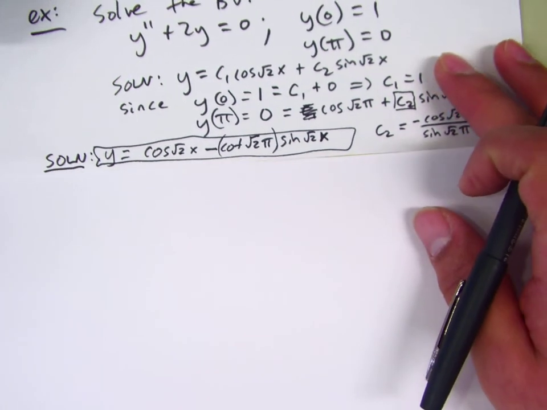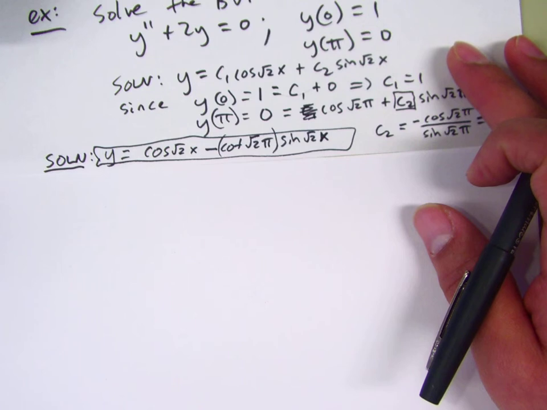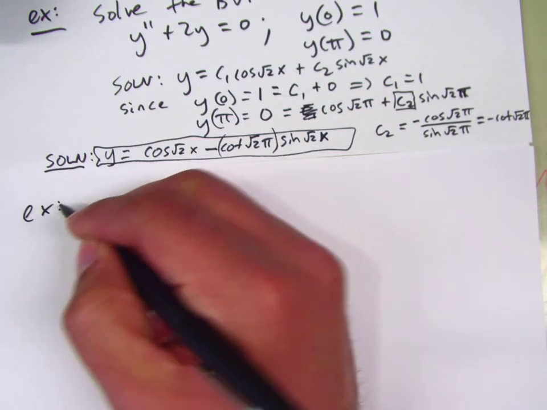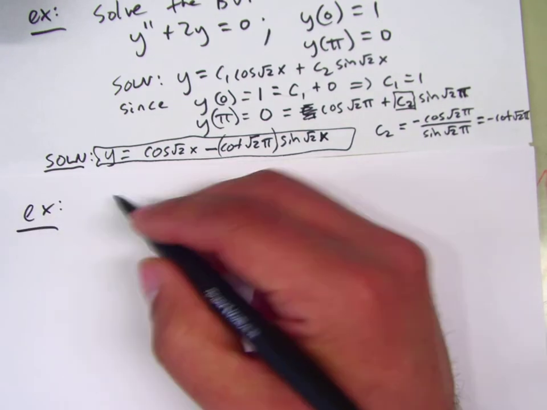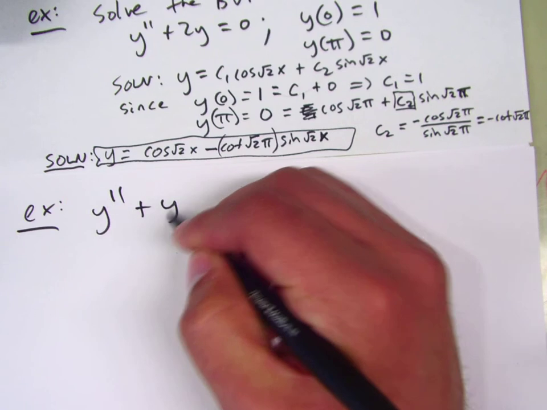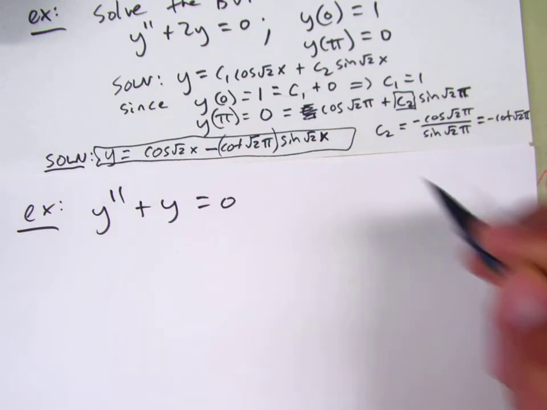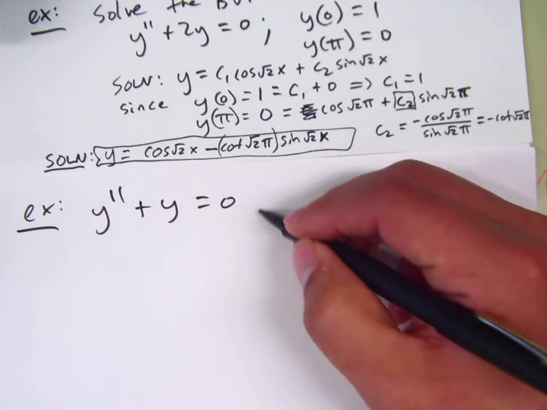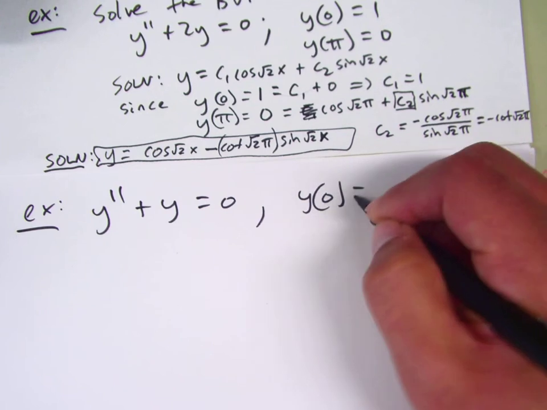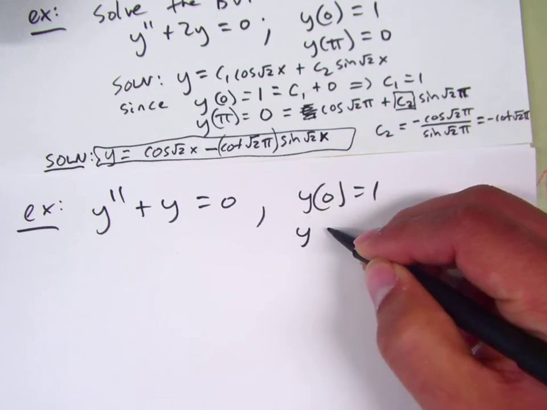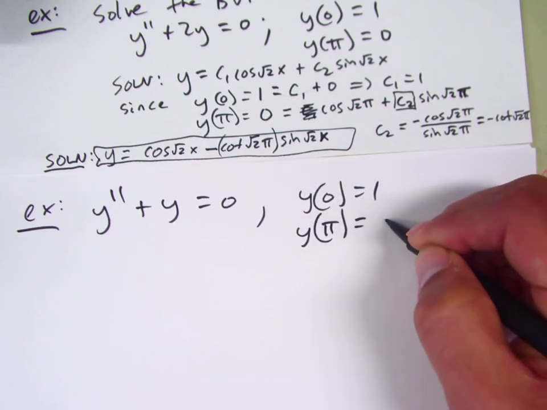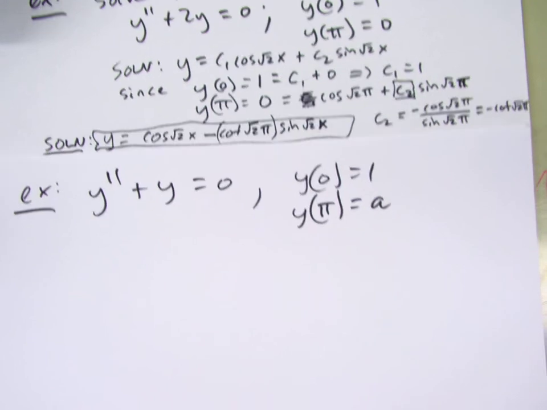Okay, why don't you guys try this one? y double prime plus y equals 0. And we know y of 0 is 1, and y of pi is going to be, let's go with a constant a, any constant.